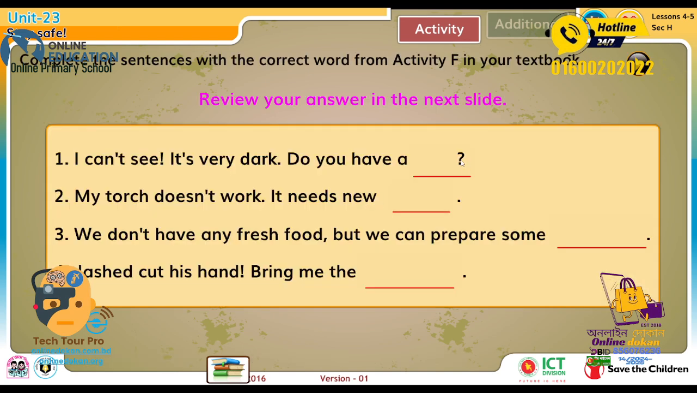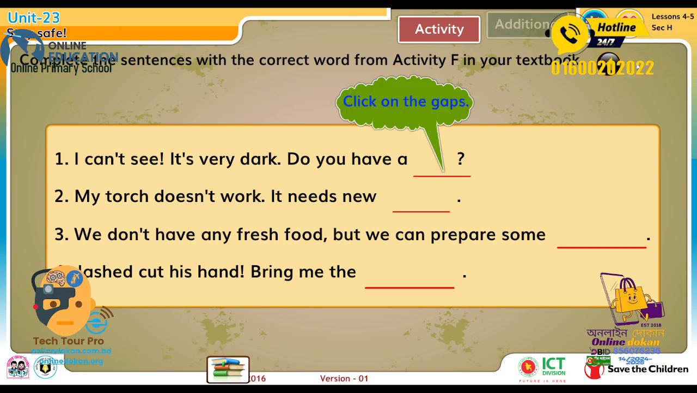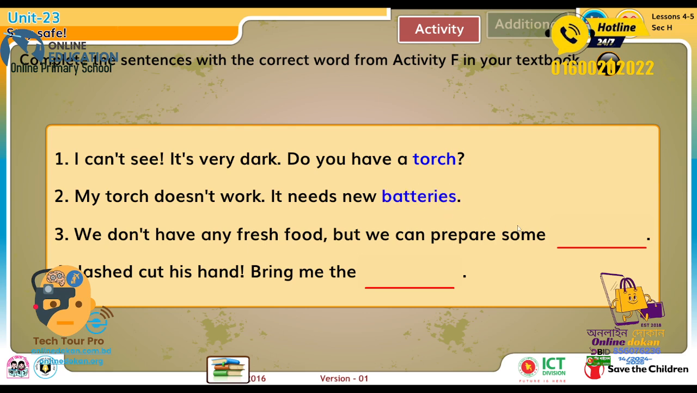Ask and complete the sentences with the correct word from activity F in your textbook. Review your answer in the next slide. Click on the gaps. 1. I can't see. It's very dark. Do you have a torch? 2. My torch doesn't work. It needs new batteries. 3. We don't have any fresh food, but we can prepare some dried foods. 4. Joshua cut his hand. Bring me the first aid kit.